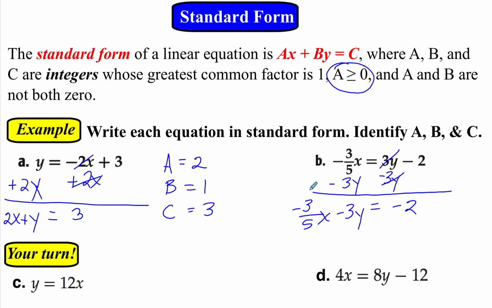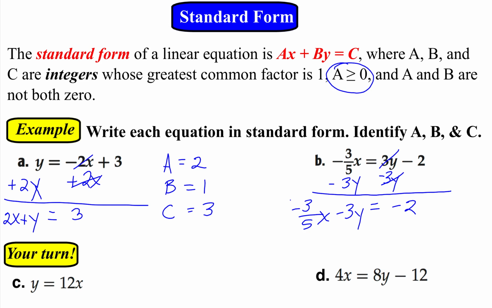Now, an integer is a whole number, so I can't have any fractions. So what I need to do in order to put this thing in standard form is I need to get rid of that denominator, and I also can't have this negative right here. So I'm going to multiply by negative 5, and I'm going to just distribute that through each term.